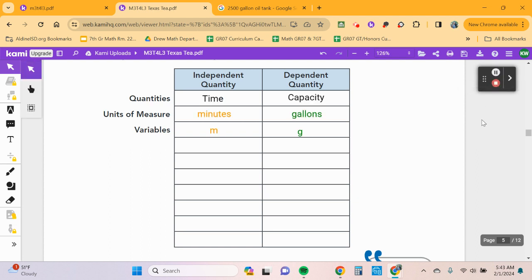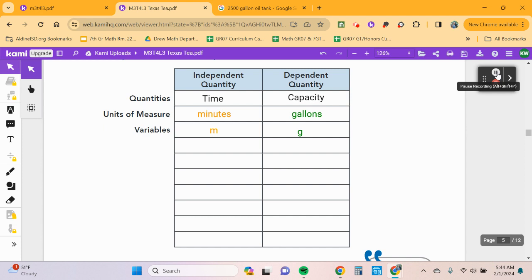Ready for the first part? Now, most times you won't be asked the quantities. However, that is important to note, okay? The units of measure were minutes for time, and gallons, which represented the capacity left in the tank. And those variables we used were M and G.